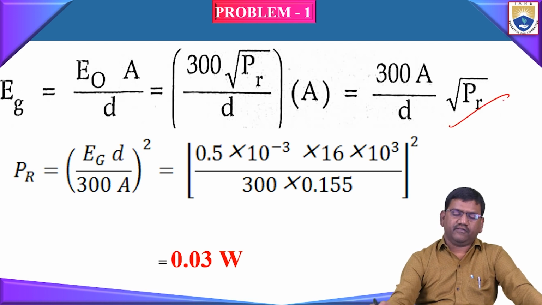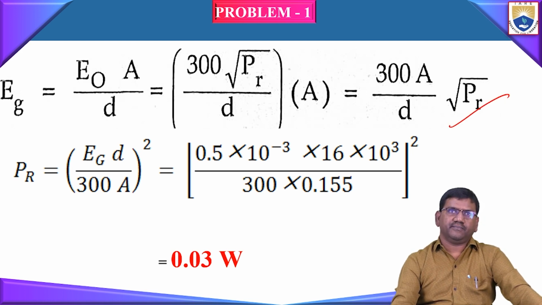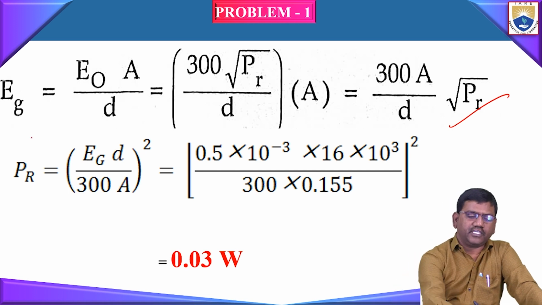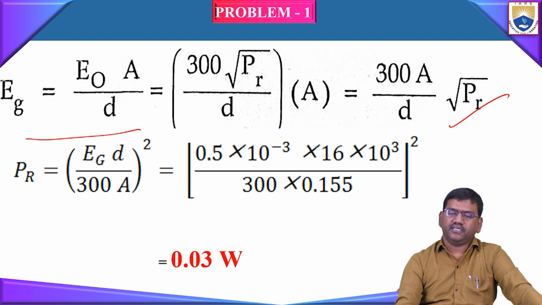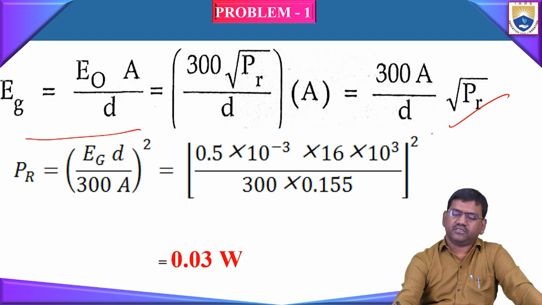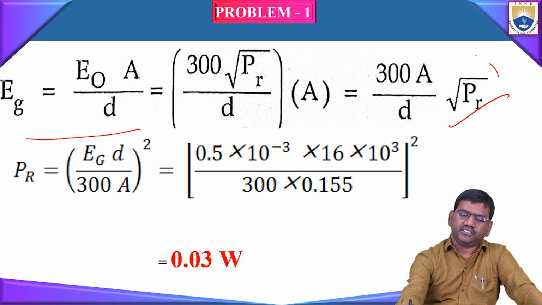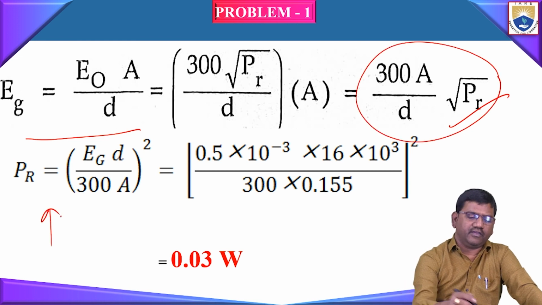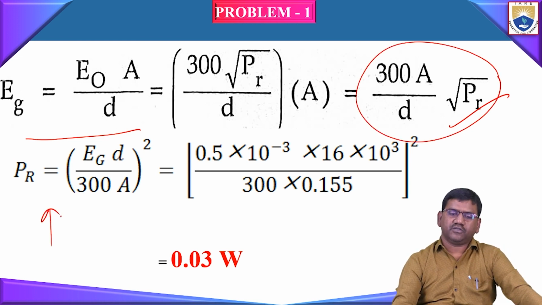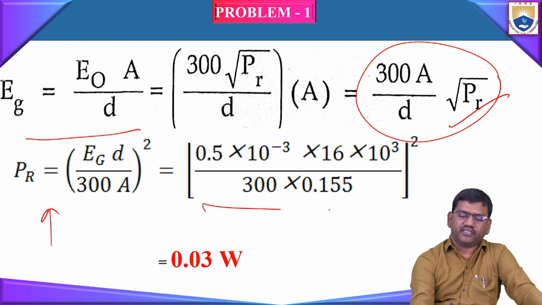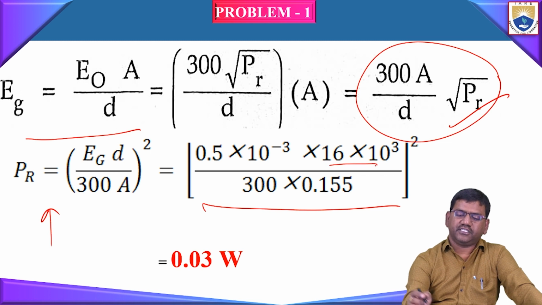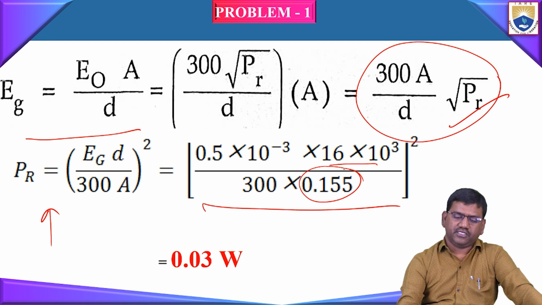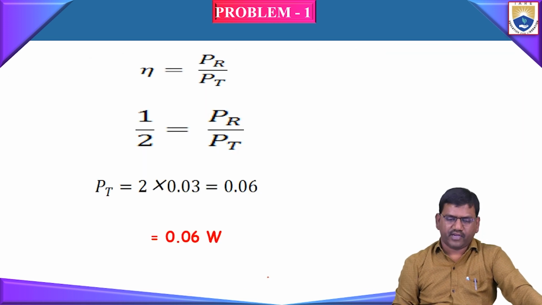Similarly, we are going to find the amount of power received based upon ground wave propagation. It is given by the expression Eg is equal to E0 A by d, so 300 root PR into A by d. So from this equation, if you simplify, you will get the value of PR as (Eg d by 300 A) whole square. Just simplify the values as per the data given. d is the distance, 16 into 10 power 3, and the attenuation we got is 0.155. So it is 0.03 watts.